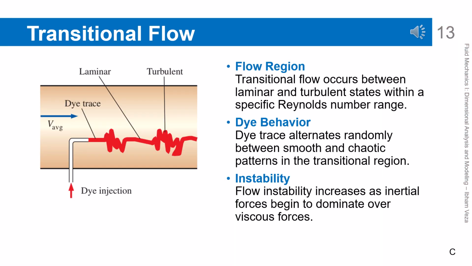Transitional flow characteristics. Transitional flow occurs between the laminar and turbulent regimes within a certain Reynolds number range. In this condition, the flow behavior becomes unstable and difficult to predict. The dye trace may alternate randomly between smooth and chaotic patterns. Instability increases because inertial forces begin to overcome viscous effects. This region is important because it marks the onset of turbulence.